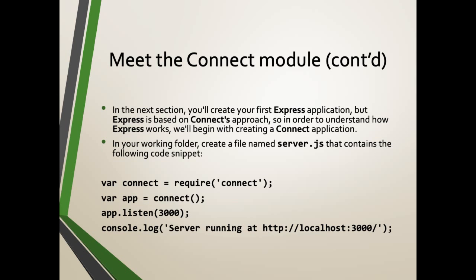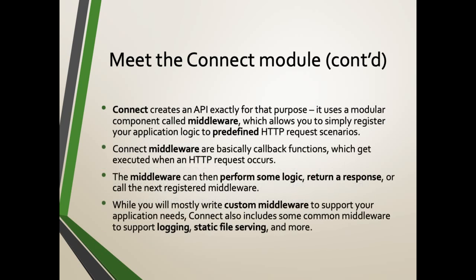So let's do it here. Connect creates an API exactly for that purpose. It uses a modular component called a middleware, which allows you to simply register your application logic. The Connect middleware is basically a callback function which gets executed when an HTTP request occurs. The middleware can perform some logic, return a response, or call the next registered middleware.